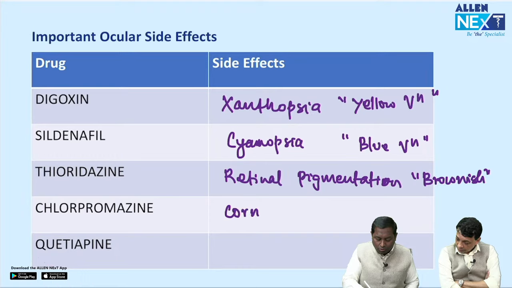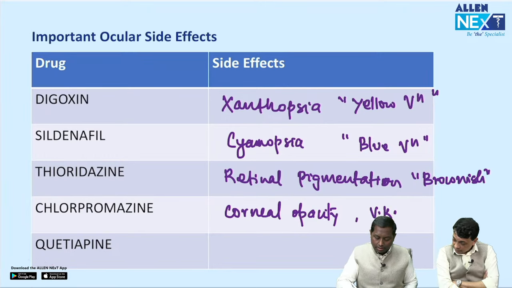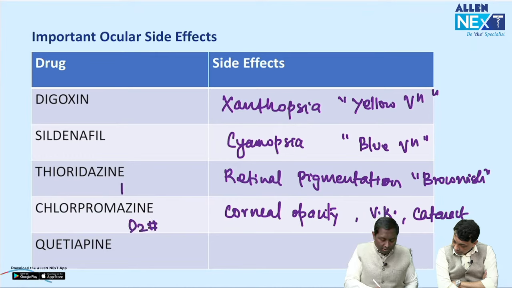This is going to cause corneal opacity. Oftentimes it can also be associated with, I guess, vortex keratopathy, sir, if I am not wrong. And cataracts. Yes, cataracts also, chlorpromazine. Chlorpromazine, yeah, a very powerful antipsychotic, well known to cause cataracts. Yes, it's one of the typical antipsychotics, a D2 blocker. I think both of them are D2 blockers.